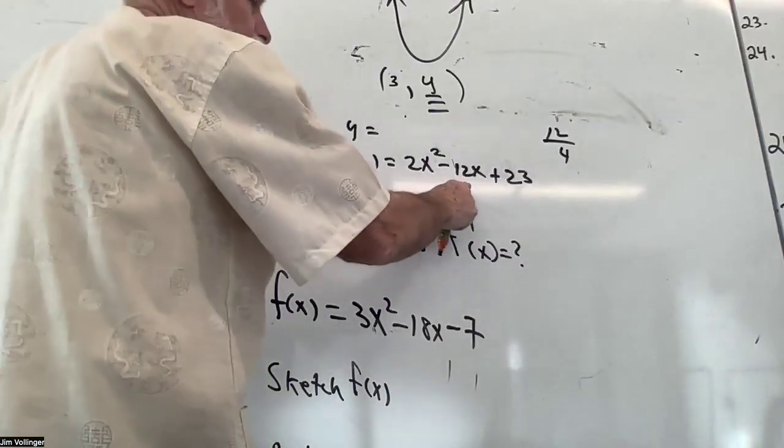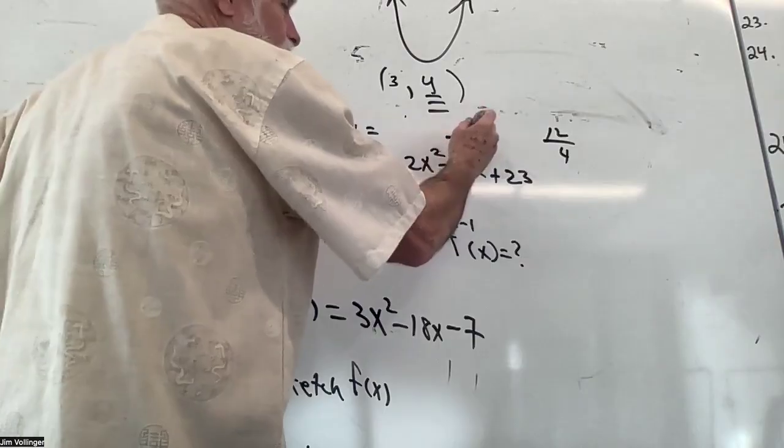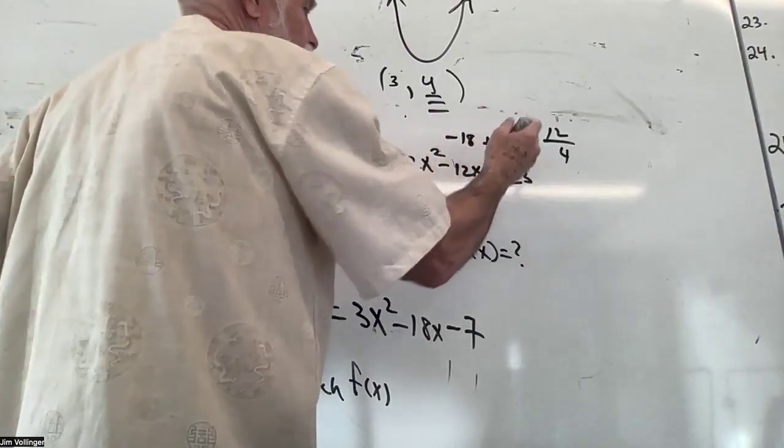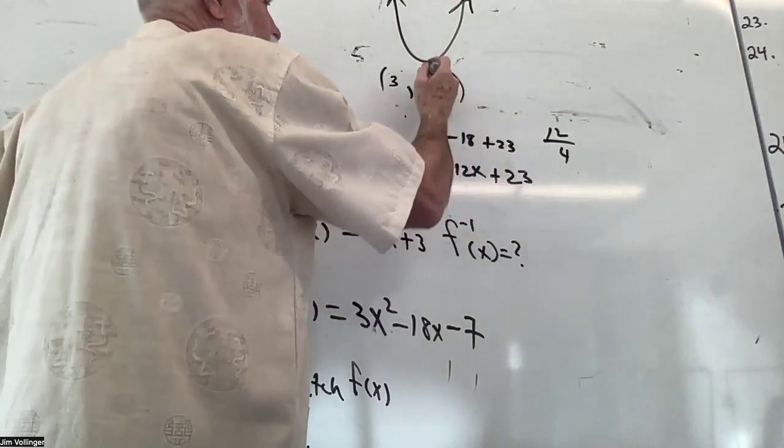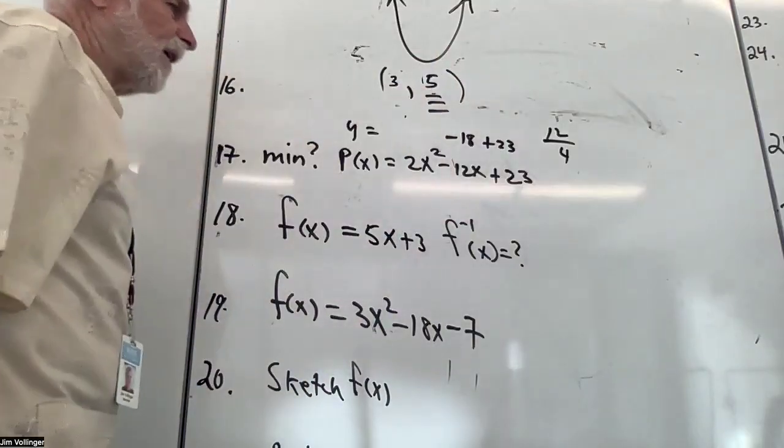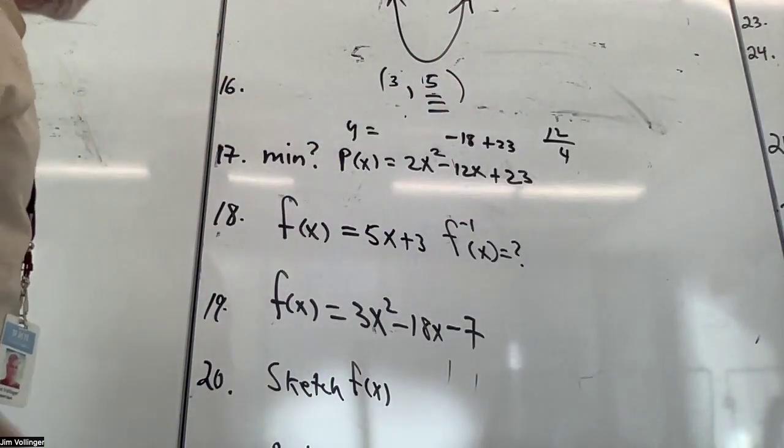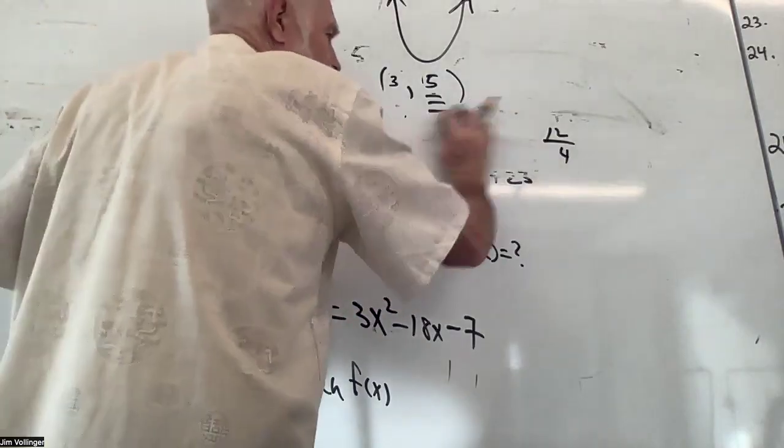So let's plug the 3 in. I'm going to take the shortcut. I'm going to get minus 18 plus 23. And so that's 5. And that's our minimum value in this case, 5. All right, so let's erase that. Hope I didn't make a mistake.